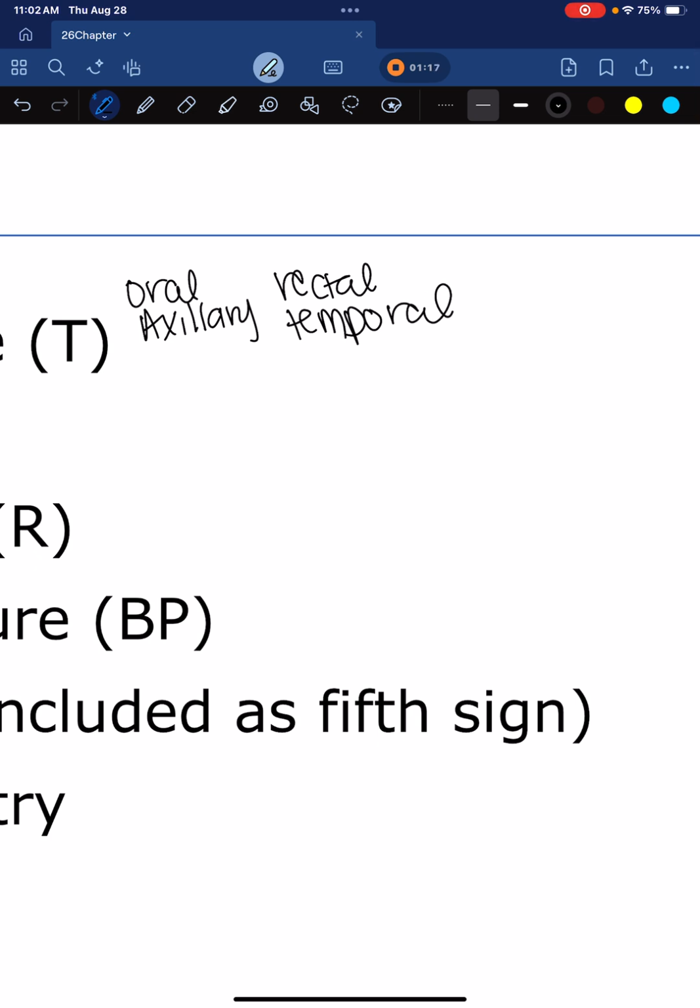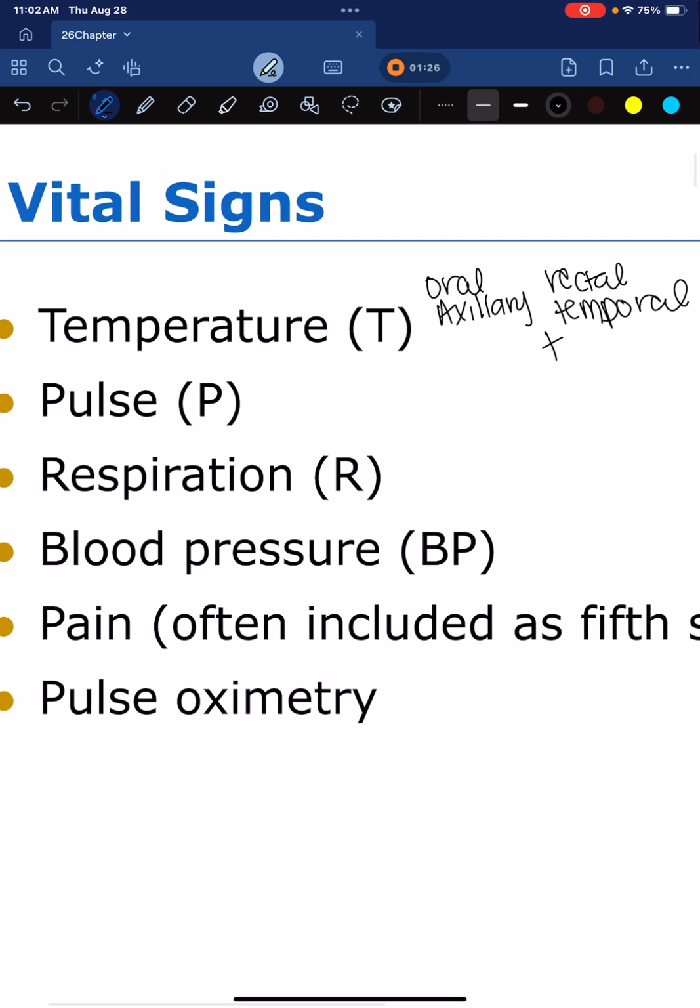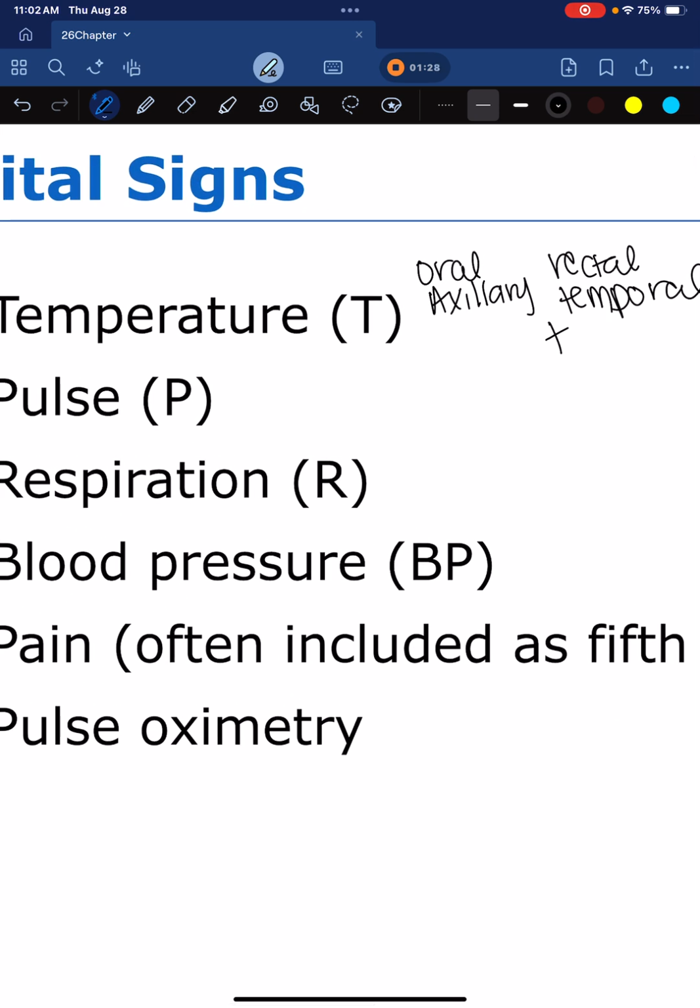Pulse. What are some locations that you check a pulse? Radial, carotid, femoral. What about on a kid? Brachial. Brachial. DP and TT pulses. Okay, so what about this pulse here? What's that called? Can't think. Fifth intercostal space. Apical. Apical pulse.